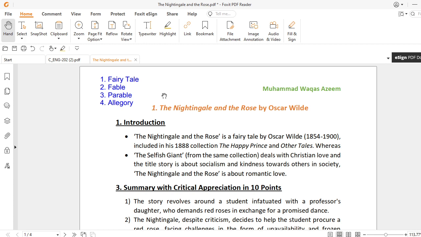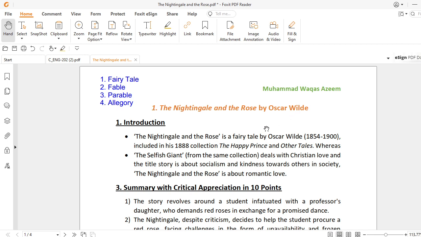But we may have some stories which have the elements of both the fable as well as the parable. And allegory, what is allegory? Allegory means a story, whether in prose or poetry, that has a double meaning. One is the surface meaning, and the other is the metaphorical meaning. This is called allegory. As far as the present story is concerned, this is also an allegory, and also a fairy tale. So let's move on to the story.